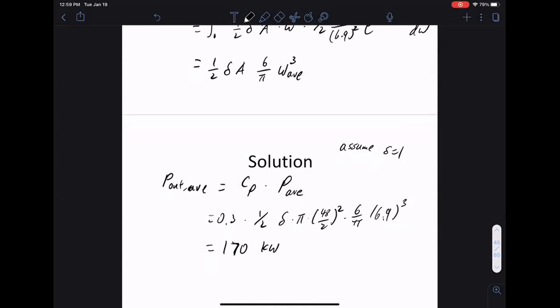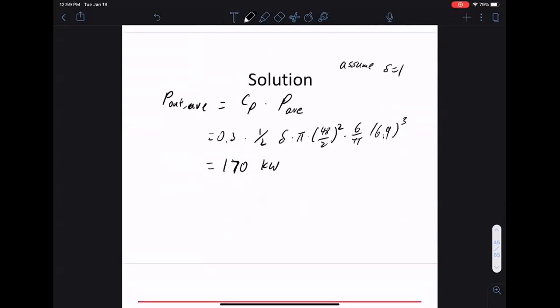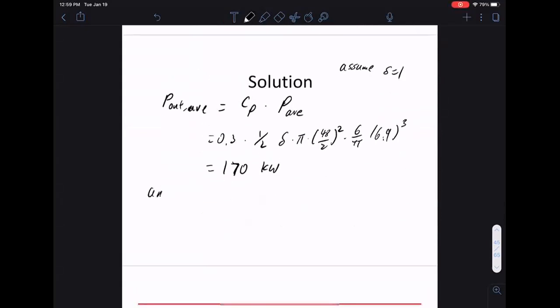Okay. So the average output of the turbine, after this integral and putting in the area information, is 170 kilowatts. Okay. So what about the energy?